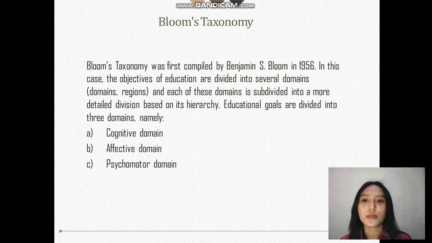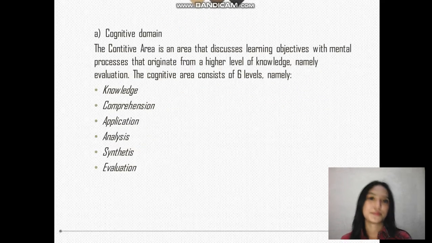Bloom's taxonomy. Bloom's taxonomy was first compiled by Benjamin S. Bloom in 1956. In this case, the objectives of education are divided into several domains, and each of these domains is subdivided into a more detailed division based on the hierarchy. Educational goals are divided into three domains, namely the cognitive domain, affective domain, and psychomotor domain.